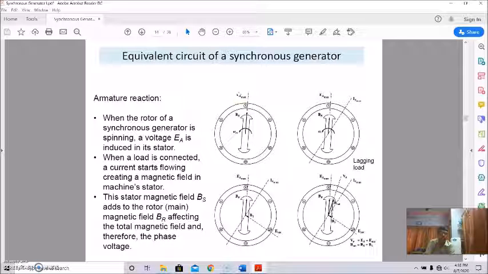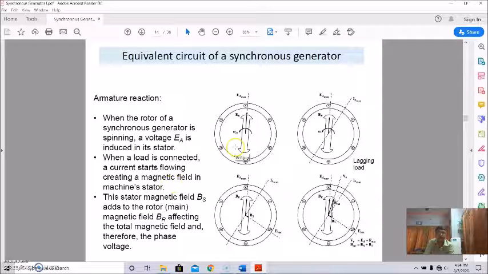Okay, and say this is actually the resultant flux density, and this is rotating at the synchronous speed. If it is for a lagging load, so before we come to the point first here, when the load is connected, a current starts flowing, creating a magnetic field in the machine stator.